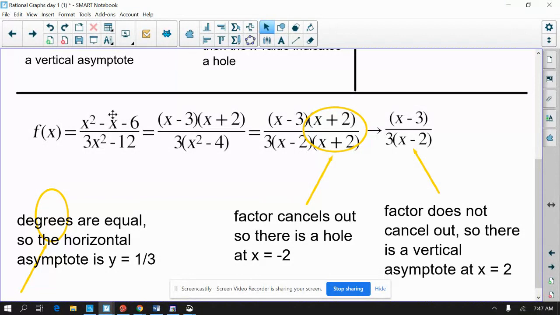And then way back in the beginning, notice the 2 degrees are the same. It's second degree and a second degree. So that means there's a horizontal asymptote of y equals 1/3. I just divide the 2 leading coefficients, 1 divided by 3.